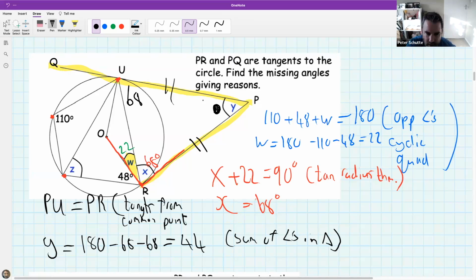Okay, last one. What is Z going to be? I'll give you a hint. We know this is a tangent. We know that this is a chord, and we know that that chord can make that angle over there. So this is the angle between the tangent and the chord. What is Z going to be?